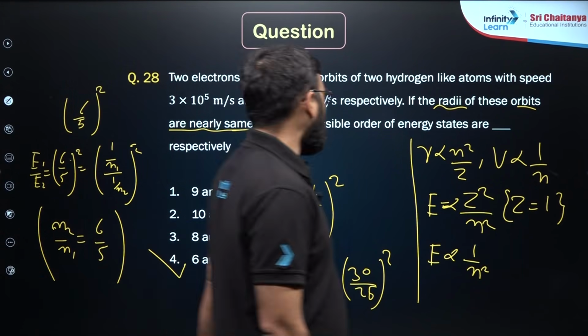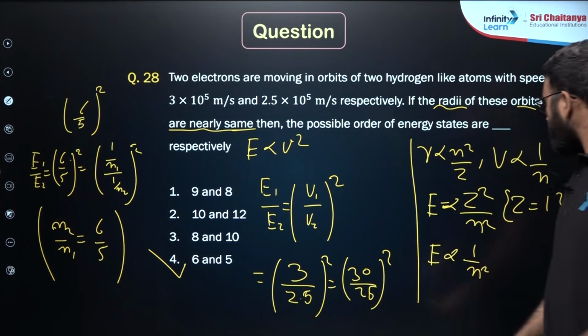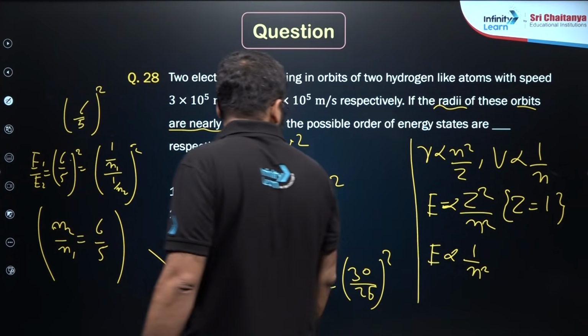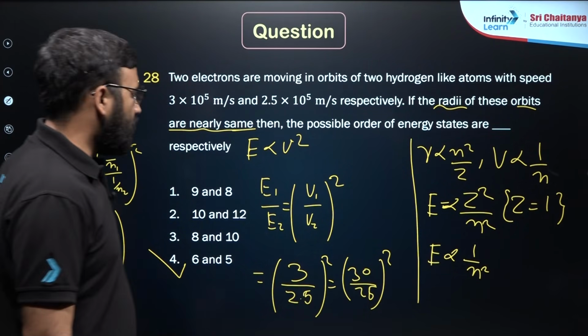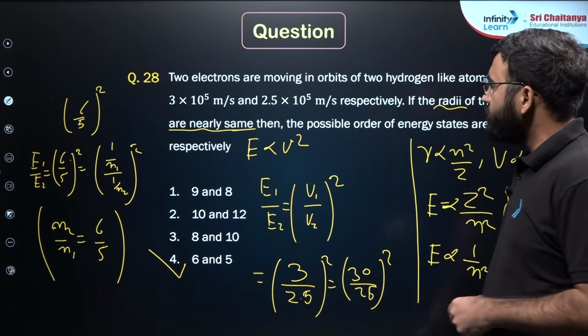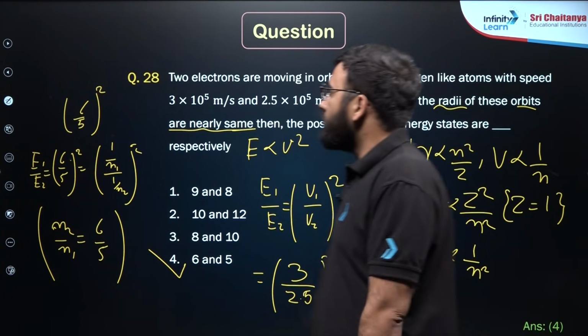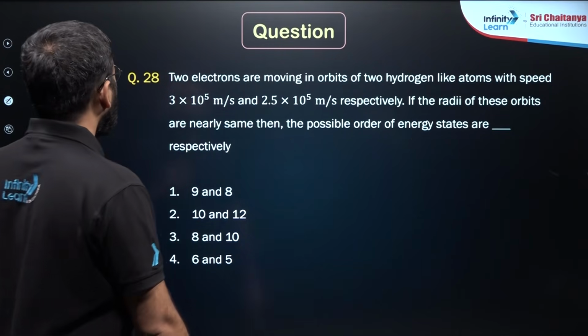Just compare what the radius relation is, what the velocity relation is with the number, and what the energy relation is. Z is the atomic number, n is the energy level. So you can compare. Okay beta, so for the 28th question, option 4 is your correct answer. Next question, what will they ask?